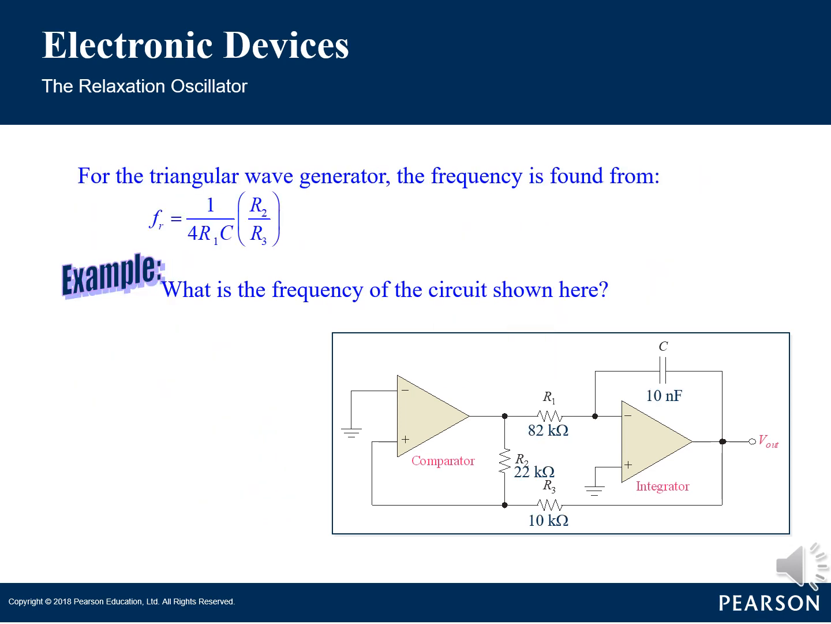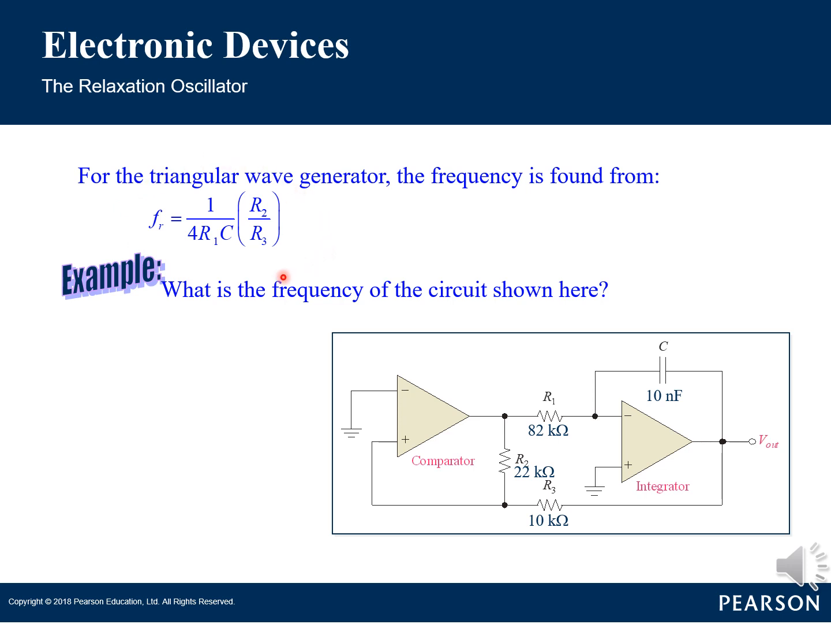The frequency of both waveforms depends on the R1 and C time constant, as well as the amplitude setting resistors, R2 and R3. By varying R1, the frequency of oscillation can be adjusted without changing the output amplitude. For the triangular wave generator, the frequency is found from the following formula.